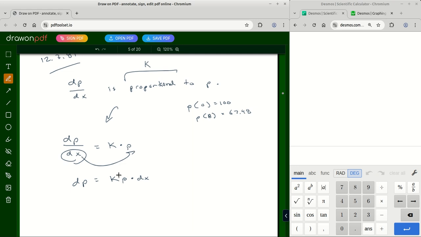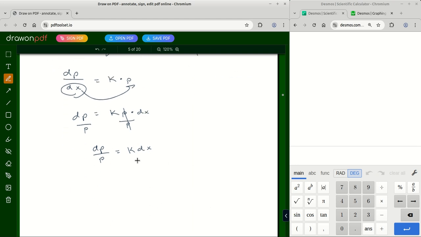So I need to divide by p on both sides. And the reason why is because I'm wanting to separate my variables. I'm wanting all of my p's on one side and my x's on the other. Now, I want to keep k with this guy because he's in the numerator. It makes it easy. It's just tradition to keep the k on this side. But your p's have got to definitely be together on one side. Okay? Now you integrate both sides.